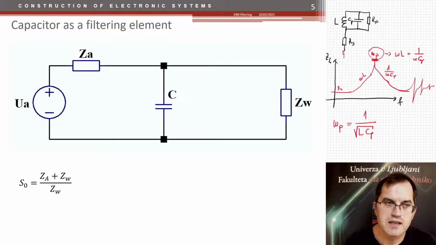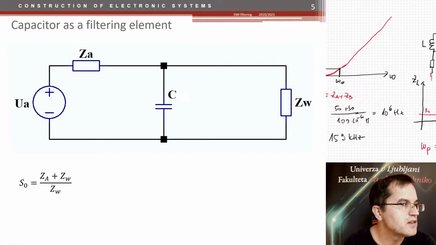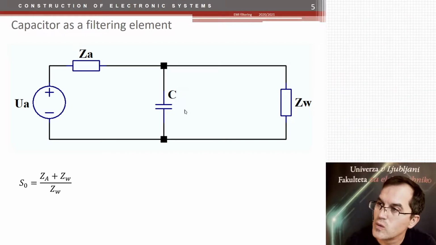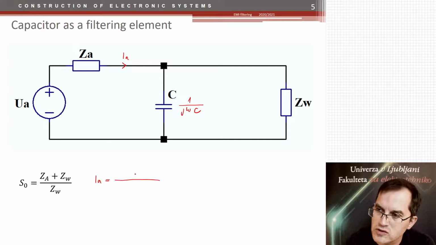So what happens? The capacitor impedance is 1 over j omega C, right? So we can again calculate the current through this circuit, the aggressor current, and the aggressor current would now be the aggressor voltage divided by the sum of these two impedances.